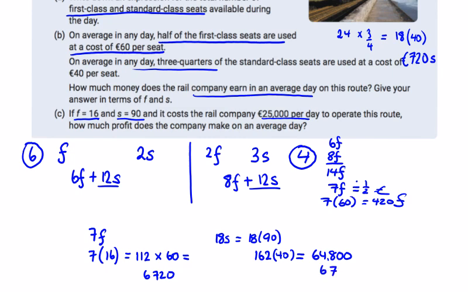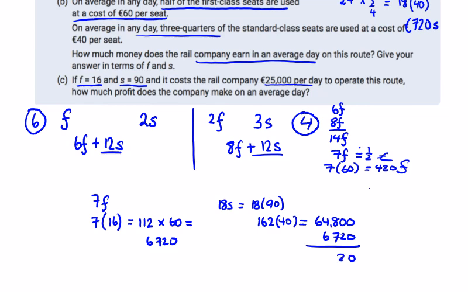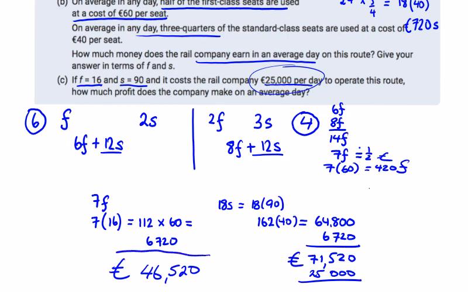If we add 6,720 on, I'm going to get 71,520. And it costs only 25,000, so they are making a profit of 46,000. We take the numbers away, 46,520. So a tricky worded question for the last part of Algebra 1.